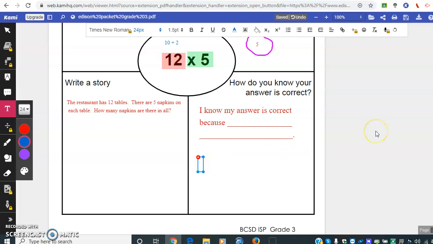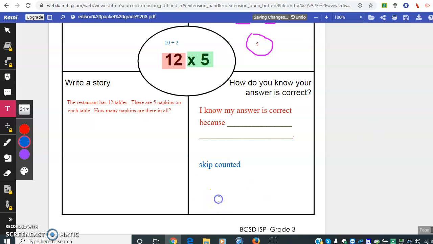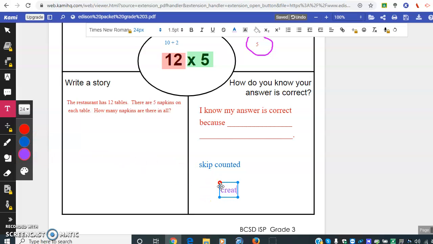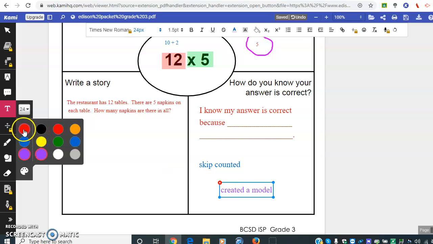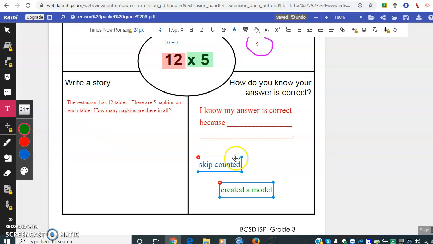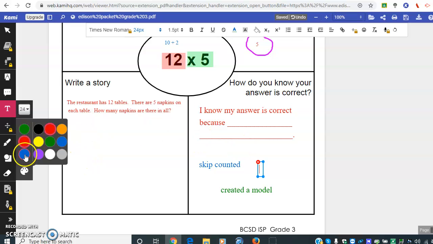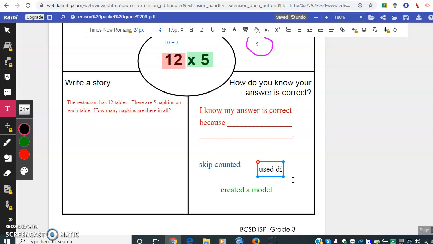Maybe you know your answer is right because you skip counted. Maybe you know your answer is right because you created a model. Maybe you know your answer is right because you used distributive property. Let's go with a different color. Let's go with black. Used distributive property.